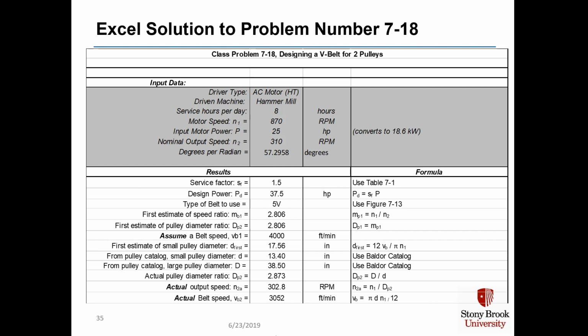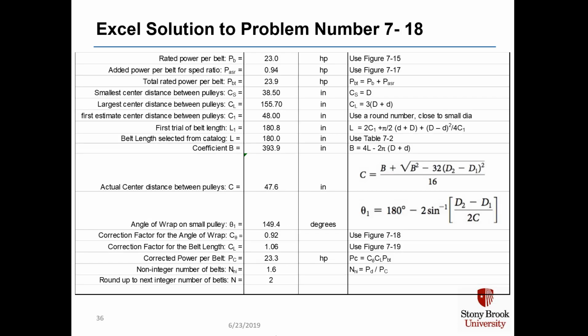Here is a screenshot of an Excel solution to problem number 7-18. The input numbers are in the gray shading, and the output numbers are all the same as in these slides, but I go through it row by row so you can follow along. Here's the second half of the output numbers, also in sequential form, so you can use this general flow in the spreadsheet for your own calculations for your homework.